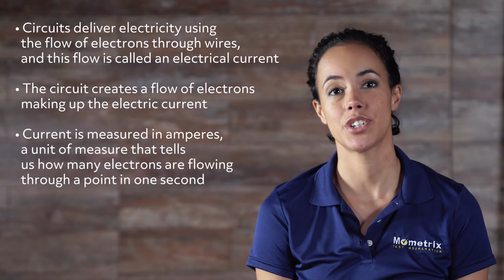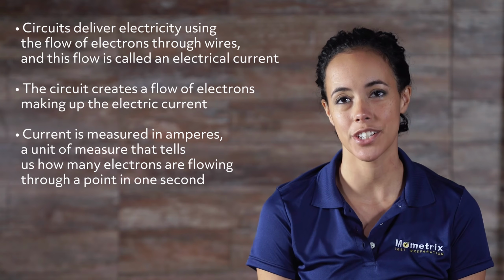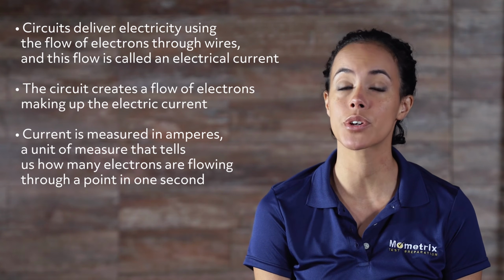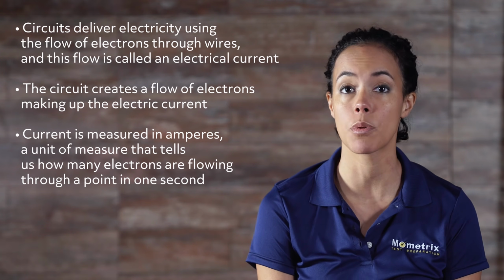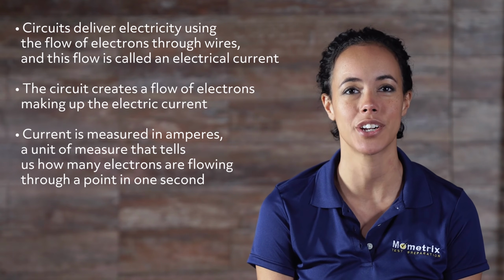Think about the plumbing in a house. The pipes deliver water to places where you use the water, like your sink and shower. Similarly, electric circuits deliver electricity to items and places that can use that electricity, like a light bulb, refrigerator, or TV. Circuits deliver electricity using the flow of electrons through wires, and this flow is called an electrical current. Just like the water pipes create a flow of water molecules making up the water current, the circuit creates a flow of electrons making up the electric current.